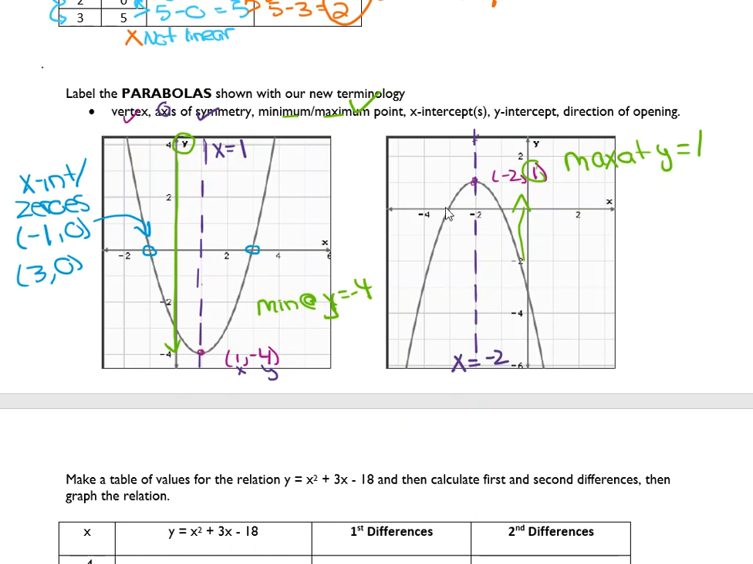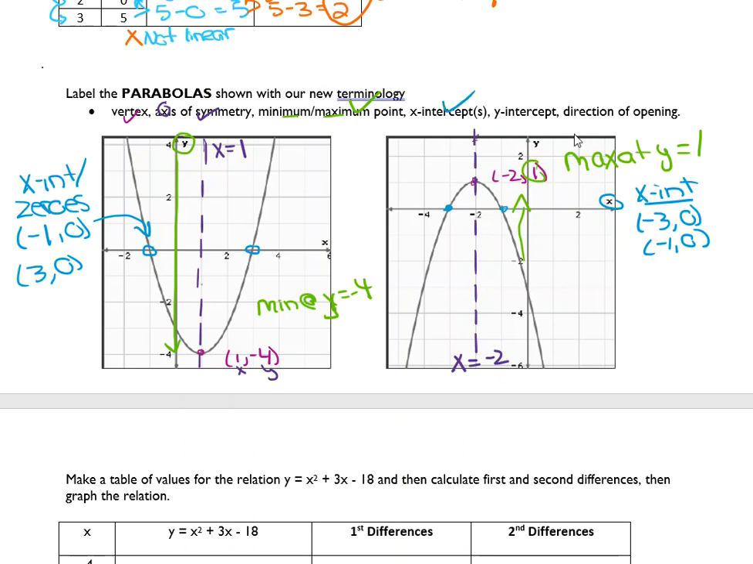How about the x-intercepts here? We've got an x-intercept right there. What's the coordinate of that dot I just made? There's my -3. So that's -3, 0. And my other x-intercept is right here, and that's -1, 0. So those are the x-intercepts.